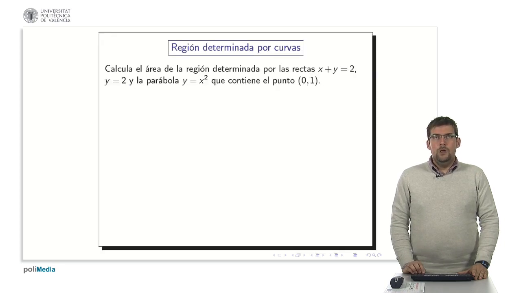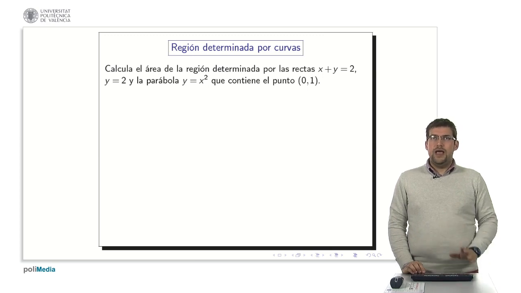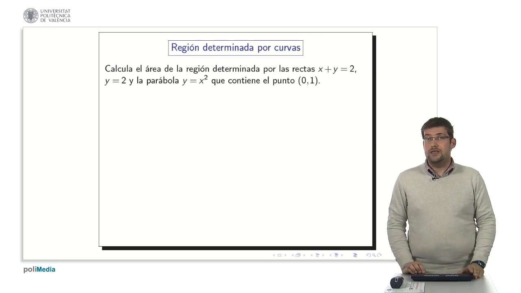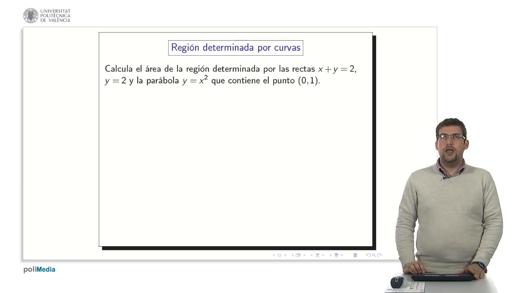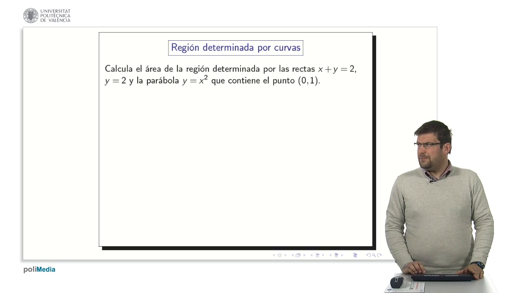This lesson is simply going to be focused on this example alone that we have here. We need to calculate the area of the region bounded by the lines x plus y equals 2, the line y equals 2, and the parabola y equals x squared. Specifically, the region that includes the point (0, 1).